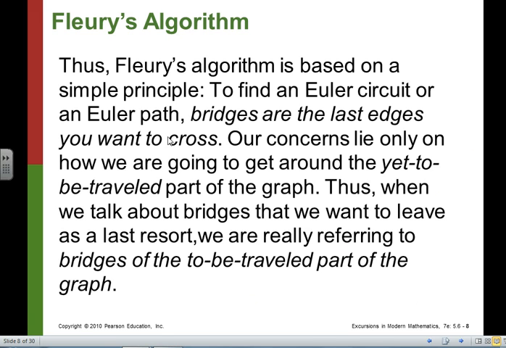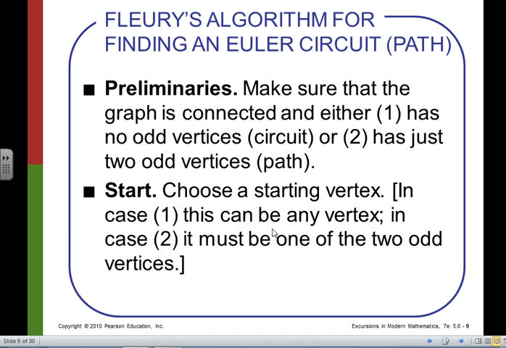All right. It's based on the simple principle. Find an Euler circuit or a path. Bridges are the last edges you want to cross. Our concern lies only that we get around before we go across the bridge. Okay, so make sure that the graph is connected and it has no odd vertices for a circuit, just 2 odd vertices for a path.